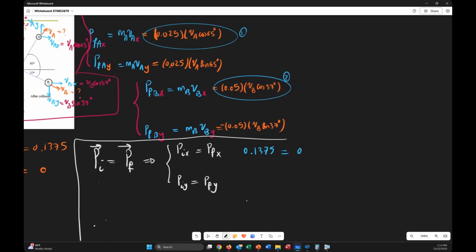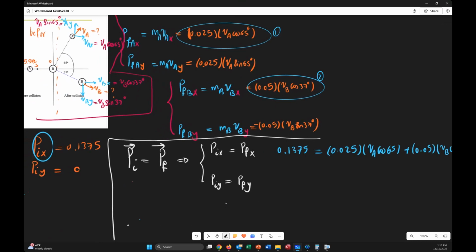So just write it down. 0.025 VA cosine 65 plus 0.05 VB cosine 37. Make sense? Right. So tell me, what is the momentum? 0, see? 0 equal to.